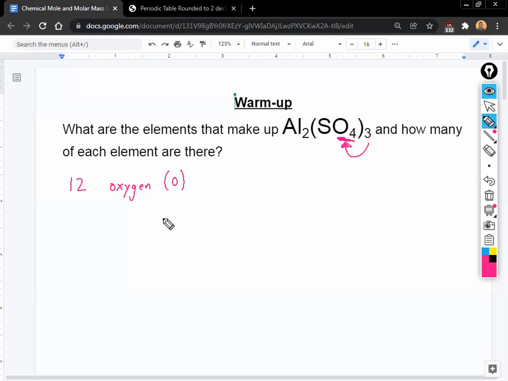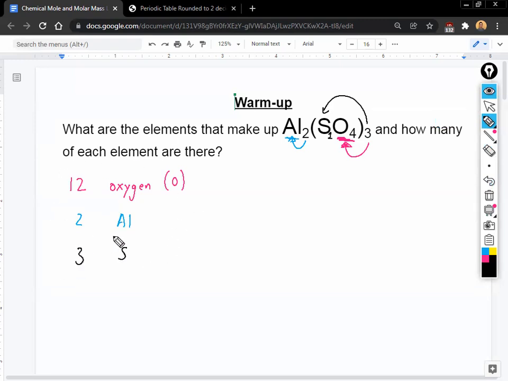I get it, okay? All right, anyway, so we have 12 oxygens. What's another element that you guys see in here? Yeah, we got aluminum. How many aluminums do we have? Yeah, 2. The number behind it is 2. So we're going to have 2 aluminum. All right, and then last but not least, what's the last element? Sulfur. And how many sulfurs? Not 4. So there's 1 in the parentheses times 3, which is 3. Okay, so we have 3 sulfurs.